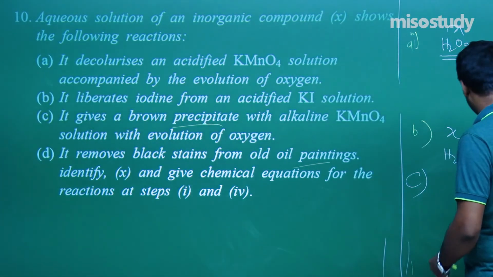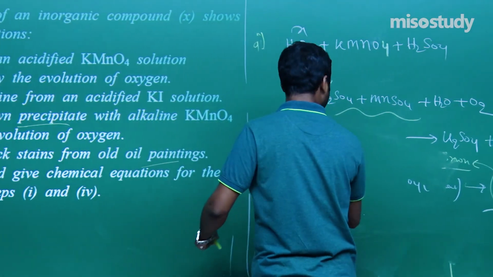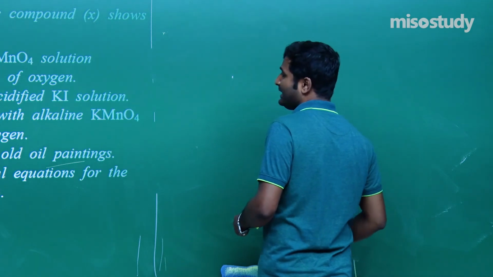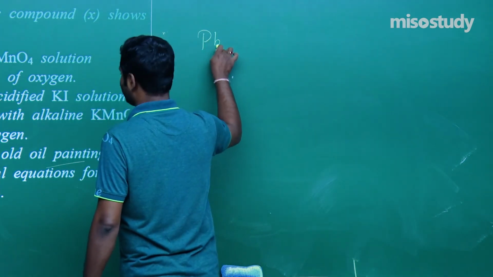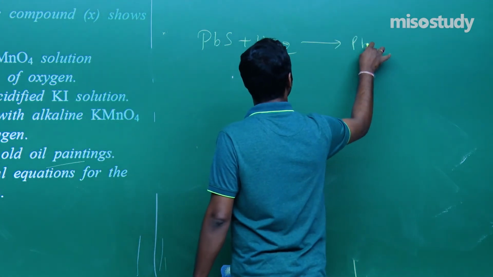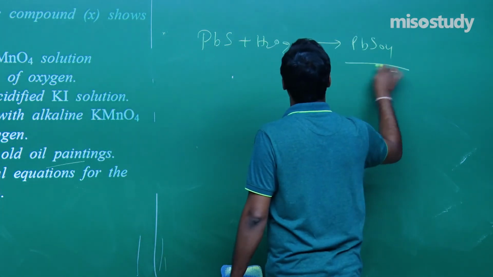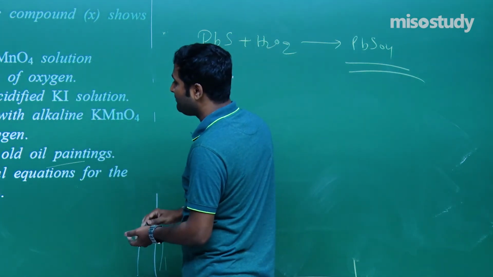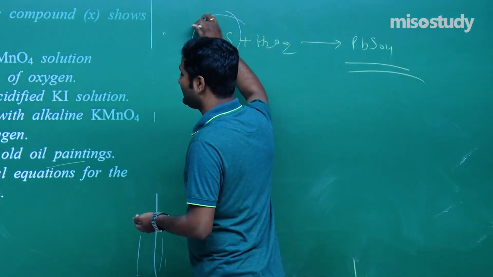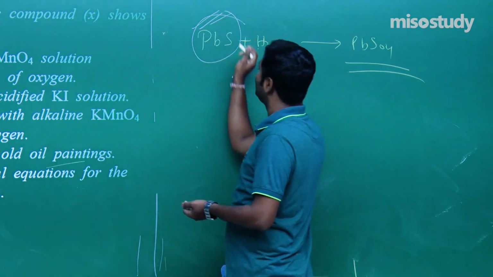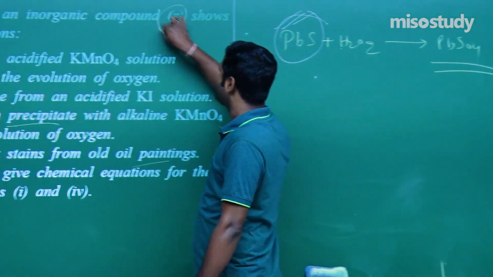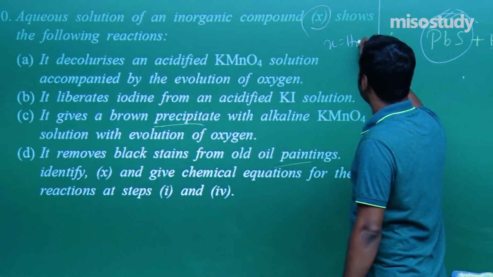Now it removes the black stains from old paint. As we know, the reason for black stains is PbS. H2O2 on treatment gives PbSO4, and this is how it removes the black stain from the oil painting. These are the complete reactions. By looking at these reactions, we can say X is H2O2.